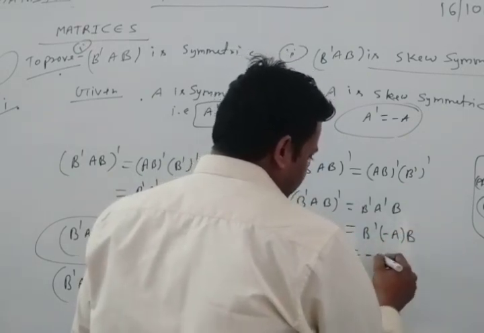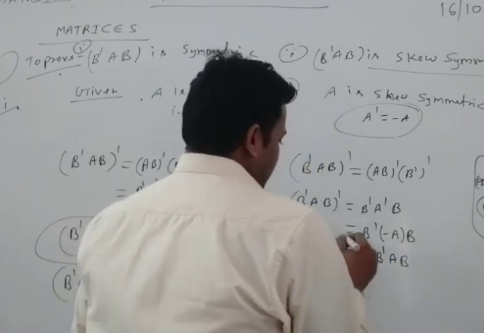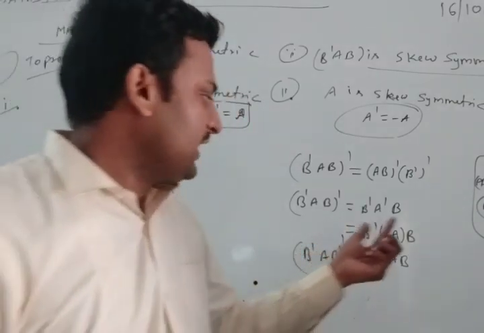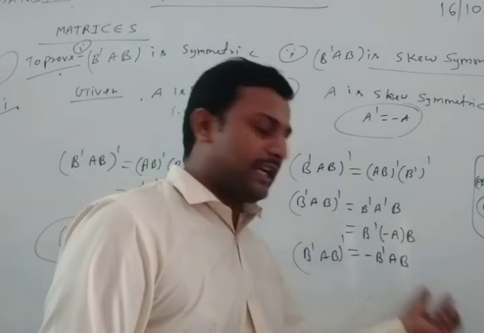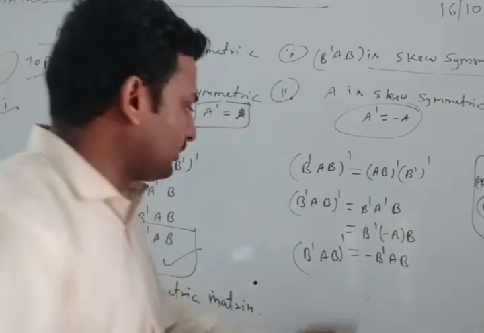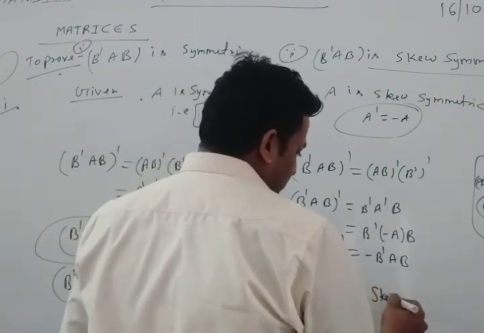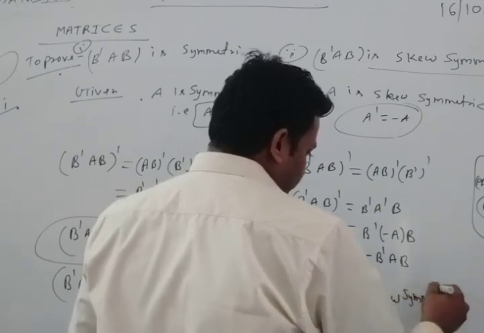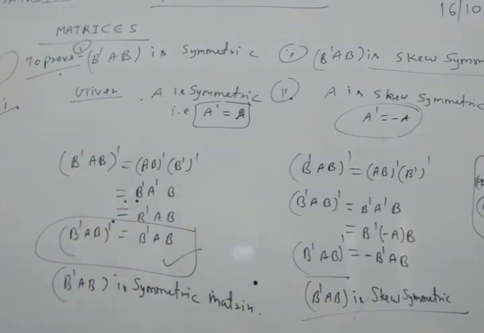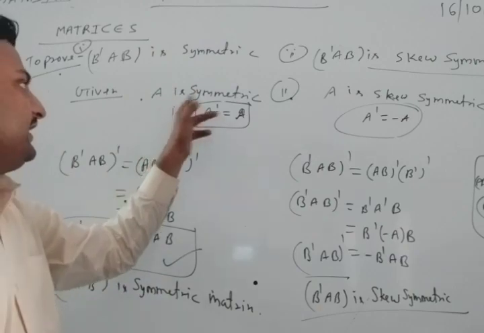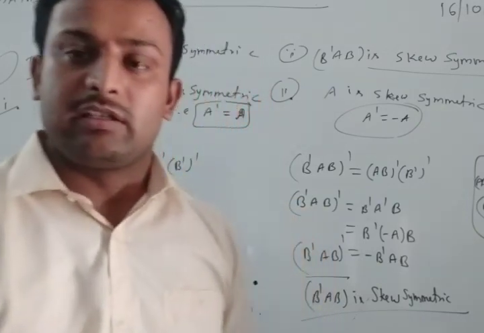Now take this minus sign outside, so minus B dash AB. Now what are we seeing here? The transpose of the given matrix is equal to the negative of the given matrix. So this matrix B dash AB is skew symmetric. In this way we can prove that this matrix is symmetric if A is symmetric, and skew symmetric if A is skew symmetric.